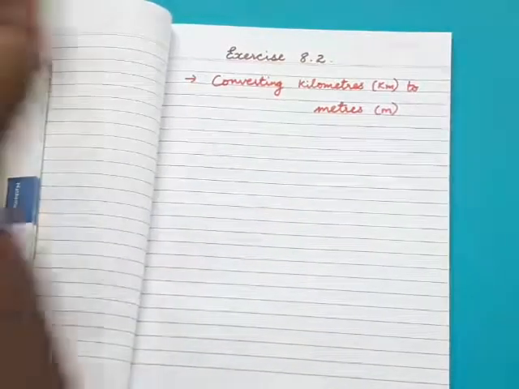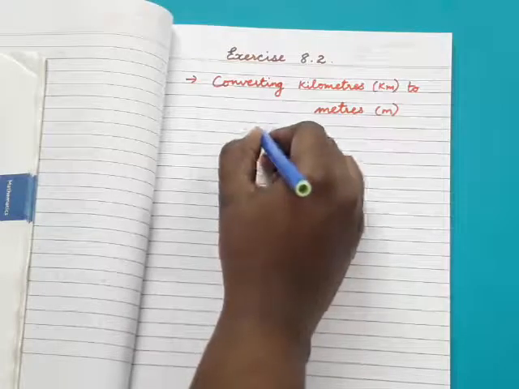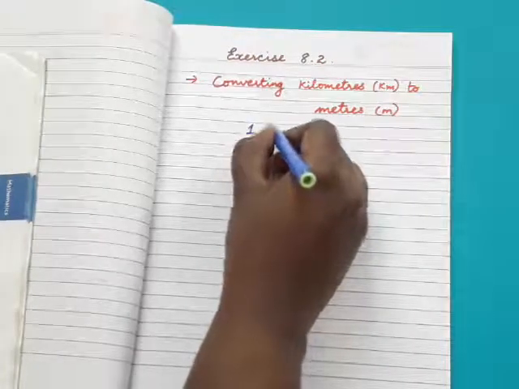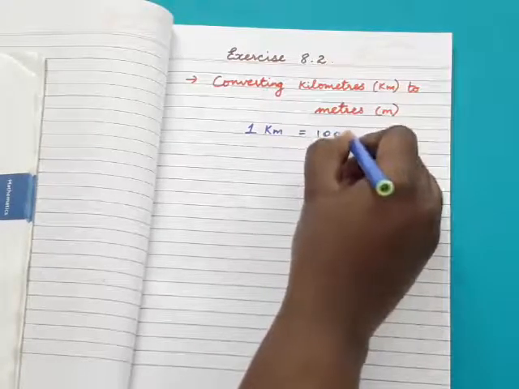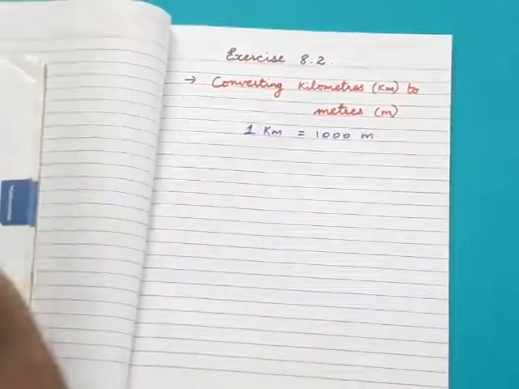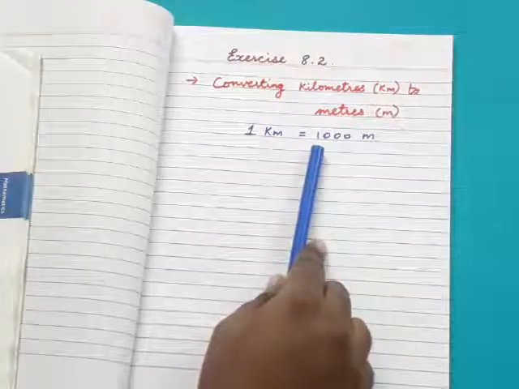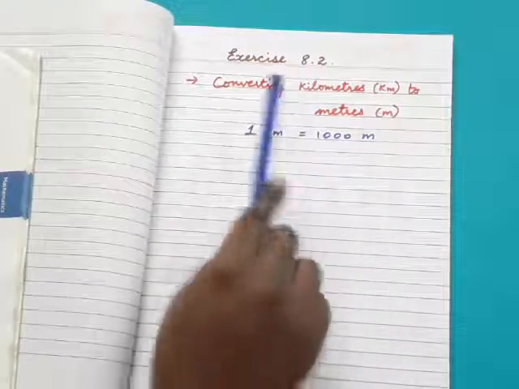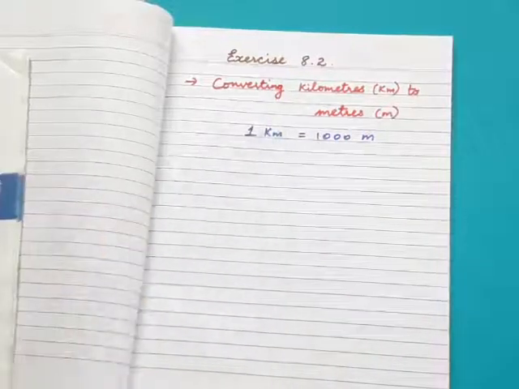What formula you should keep in mind? Which I have given you already on the PDF. What is the formula? 1 kilometer equal to 1000 meter. To convert kilometer to meter, you should use this formula.